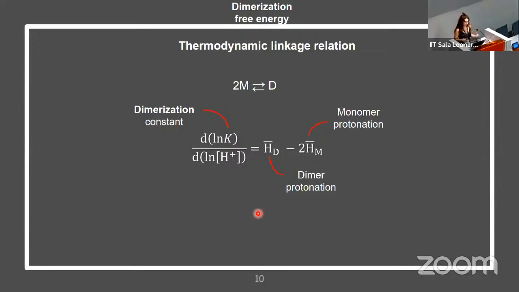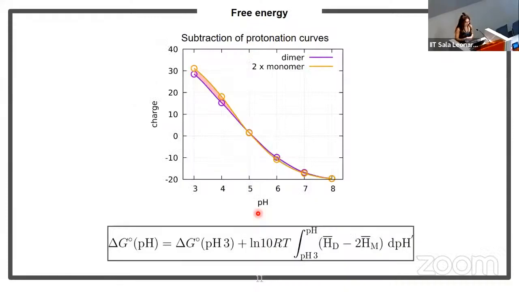We can study the monomer and dimer independently. Basically, this is done with the difference, where we have an area that is computed in an integral. Since this is a relative free energy, we use as our reference the starting pH, pH 3, and we need to solve this integral.